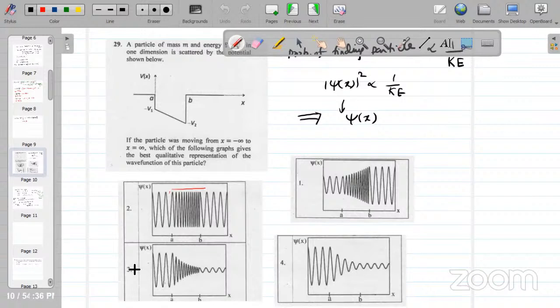And only the third one is matching, because till A it has a constant wavelength, then from A to B both its amplitude and its wavelength are decreasing. Then from B to infinity, look again, it has a constant wavelength, but the amplitude is decreased. Why is it so? What is the energy in region 3, from B to infinity?